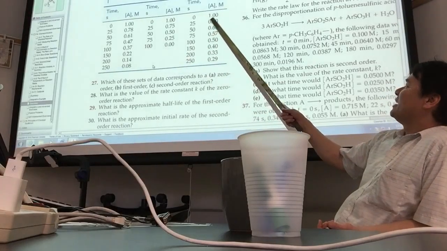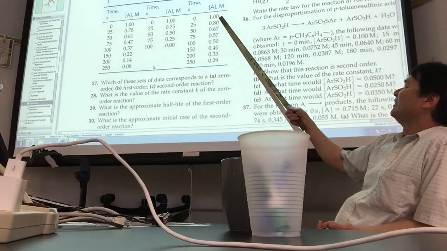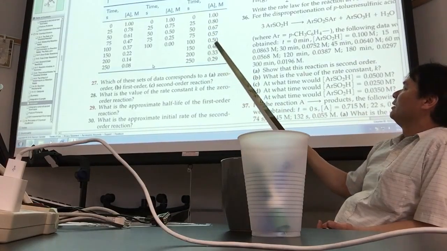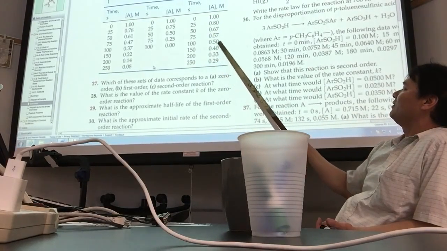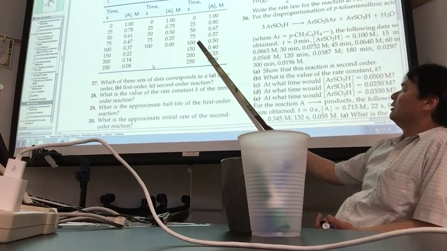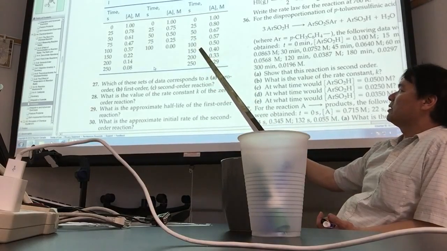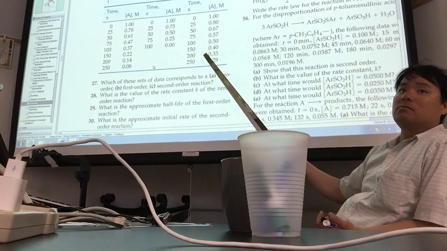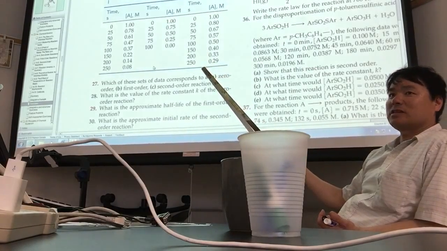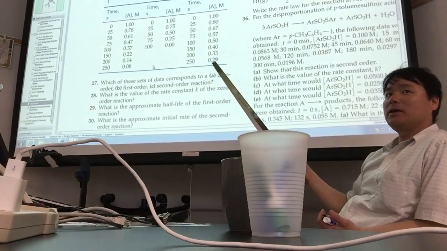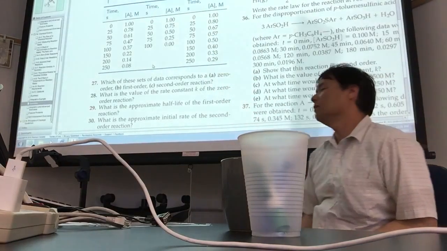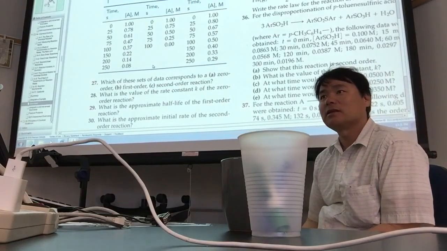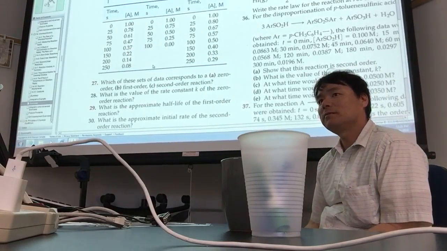Well, let's take a look at this data table here. So from 100 to 0.5 took 100 seconds. Then 0.5 to about 0.25 is going to take more than 100 seconds, less than 100 seconds, or about 100 seconds? It's going to take more than 100 seconds for the next half-life, which means that this has got to be second order. So this is easy. This is first order, this is zero order, that's second order, just by looking at the data table, right?